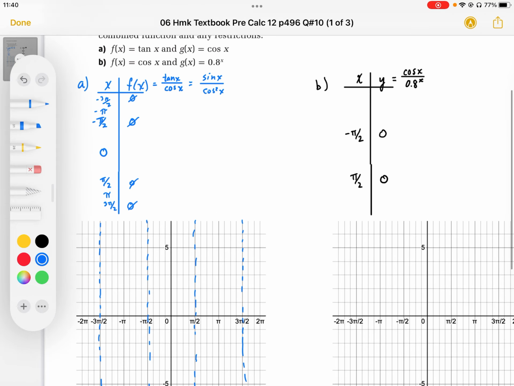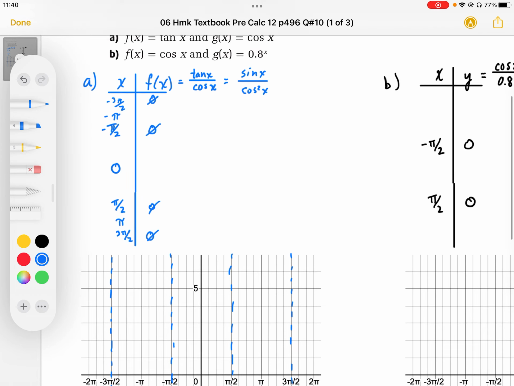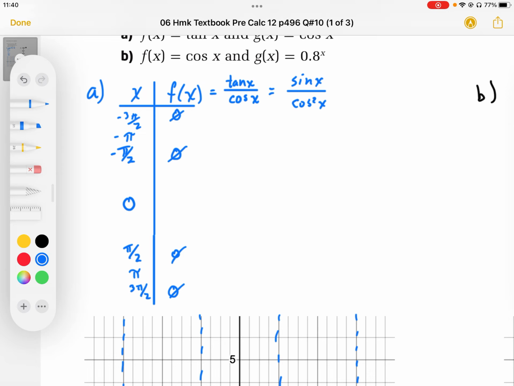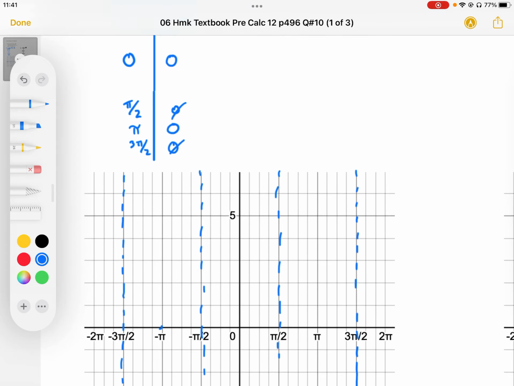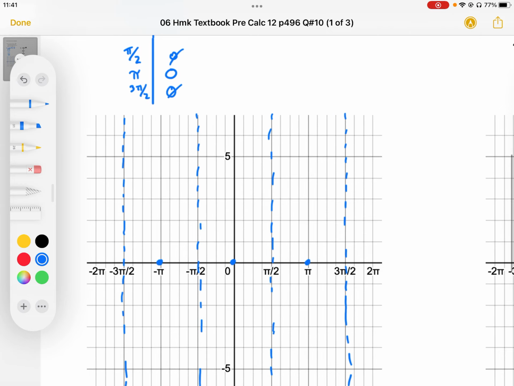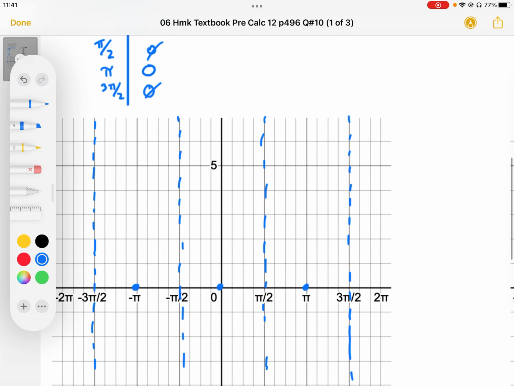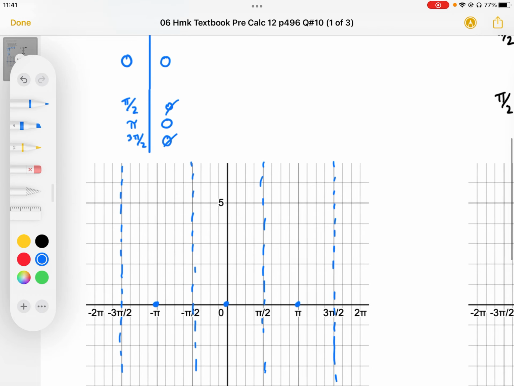Okay, so then the other thing is we want to find out the zeros. So when sine x is equal to 0, we're going to have a 0 for this function. So sine x is going to be equal to 0 at negative pi, at 0, at pi. So at those points, we're going to have 0. So it's going to cross the x-axis on those parts.